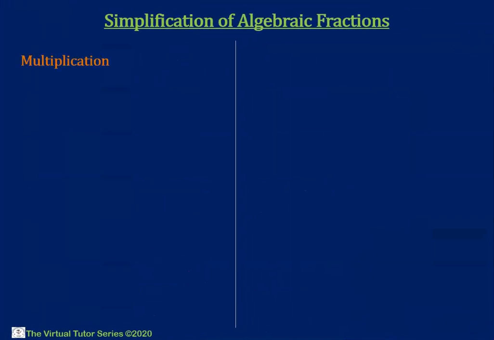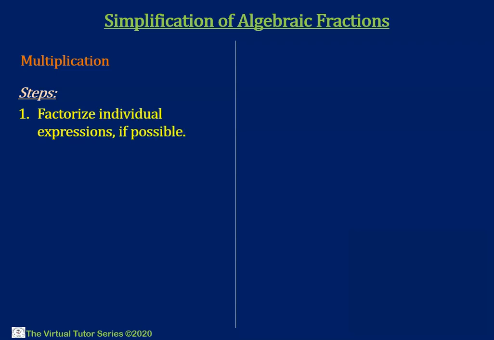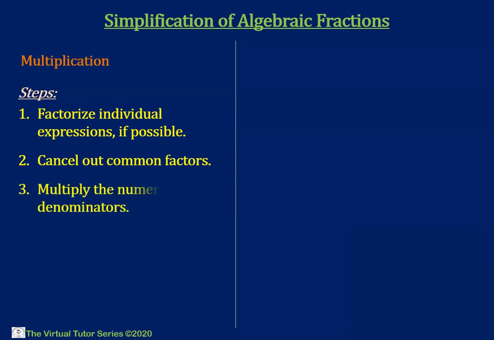We begin with multiplication of algebraic fractions. We can multiply algebraic fractions using the following steps or procedures. 1. Factorize individual expressions where possible. 2. Cancel out common factors. And 3. Multiply the numerators and denominators.